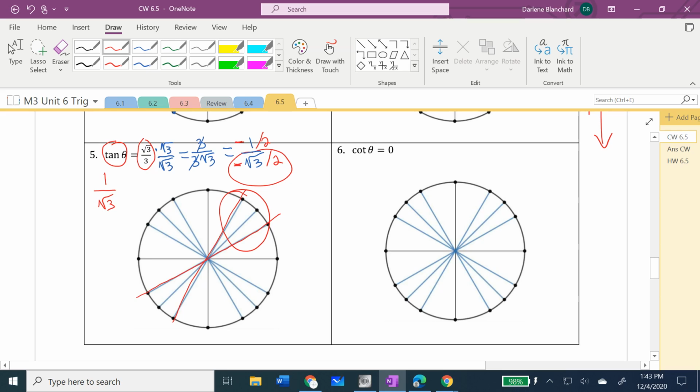The steeper line is the √3. The less steep is the one divided by √3. So that means that the correct pair of angles are found through the line that goes through the origin with the less steep slope that is positive. And that gives you 30 degrees and 180 plus 30, 210 degrees.